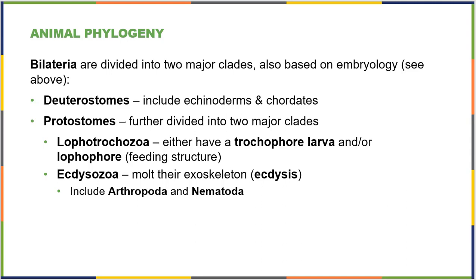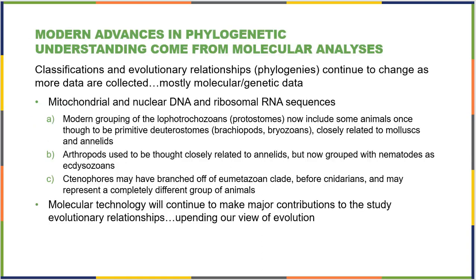The other big bilateral division are the protostomes. Protostomes develop their mouth first, and you can be a Lophotrochozoa, say that five times fast. That's a reference to the structure of your larvae or having a specific feeding structure, or you can be an Ecdysozoa. Those individuals molt their exoskeleton. That includes your arthropods and your nematodes. Arthropods are centipedes, millipedes, hexapods. Oh, who am I forgetting? Your spiders are arthropods, and then all of your crustaceans are arthropods. And nematodes, as previously mentioned, are roundworms.